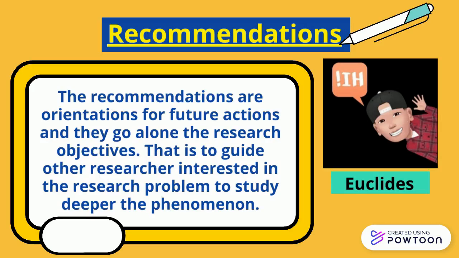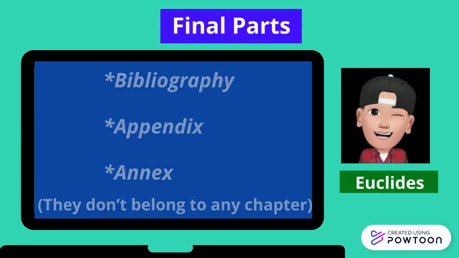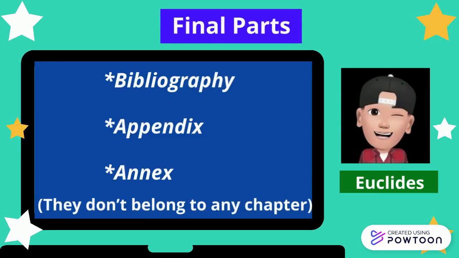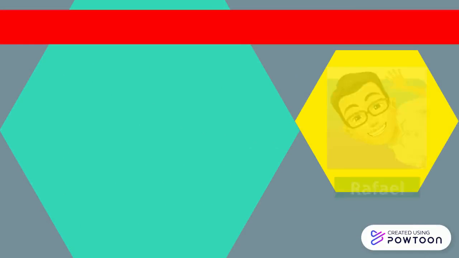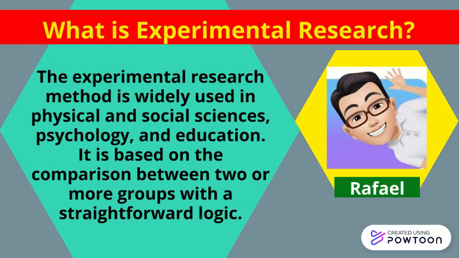That is to guide other researchers interested in the research problem to study the phenomenon more deeply. Then you have to include final parts, which are bibliography, appendix, and annex. What is experimental research?